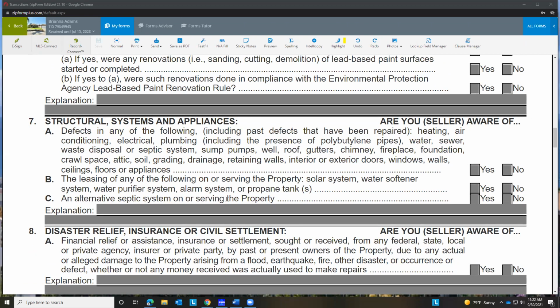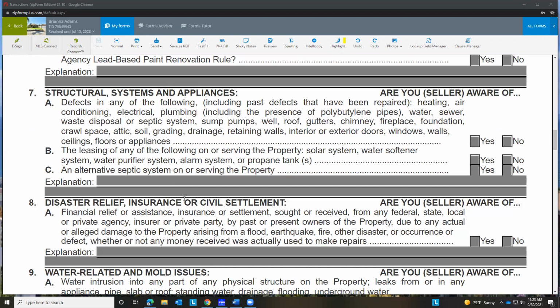An alternative septic system on or serving the property? Yes or no? Big thing, guys, about septic systems or wells. Septic systems need to be inspected, and sometimes they need to be cleaned out, and there is a certification. With wells, they need to test the water, so it's a big thing. We don't have them around here, but they are, let's say, Inland Empire has septic systems. A lot of them do. You need to know this before the property goes into escrow.